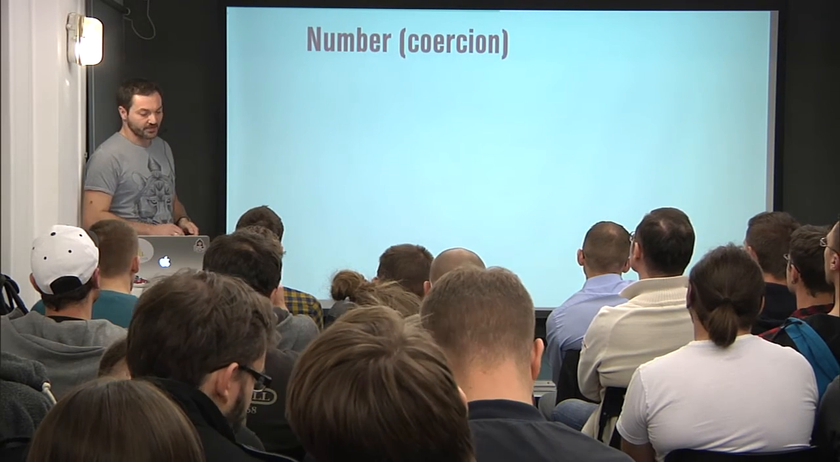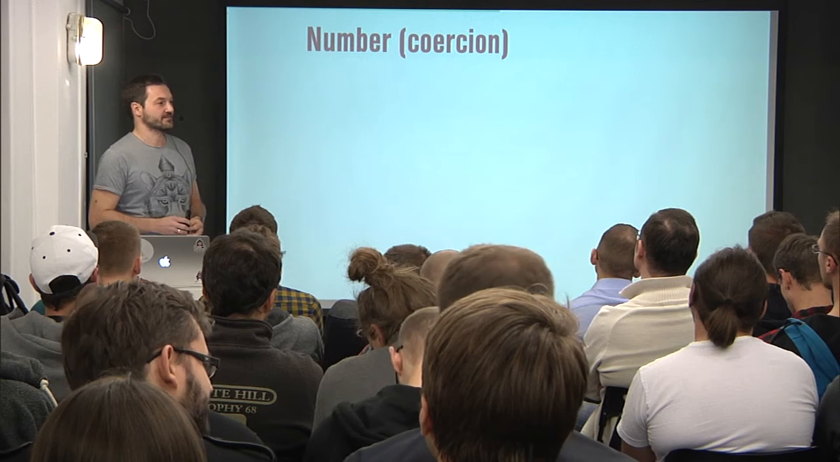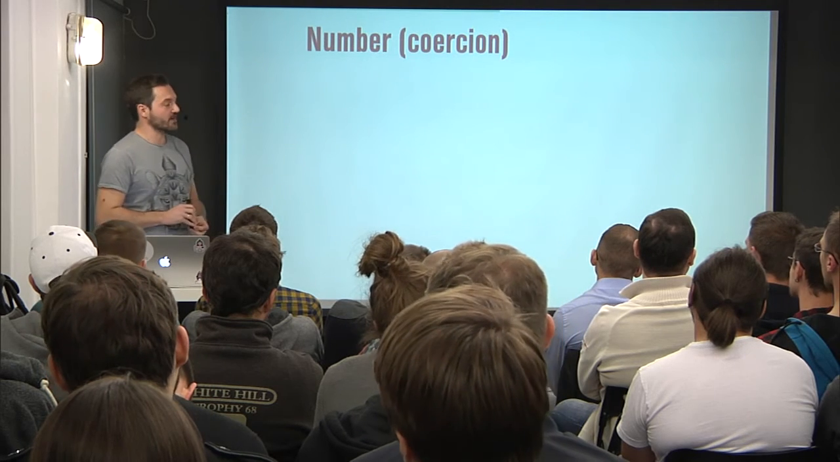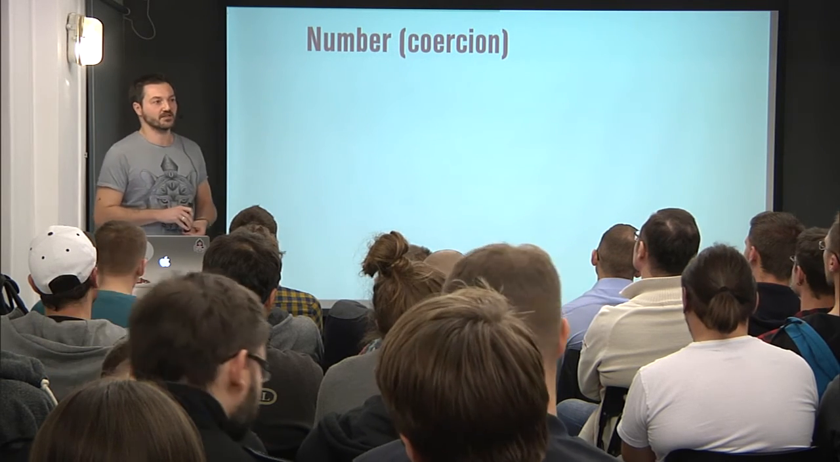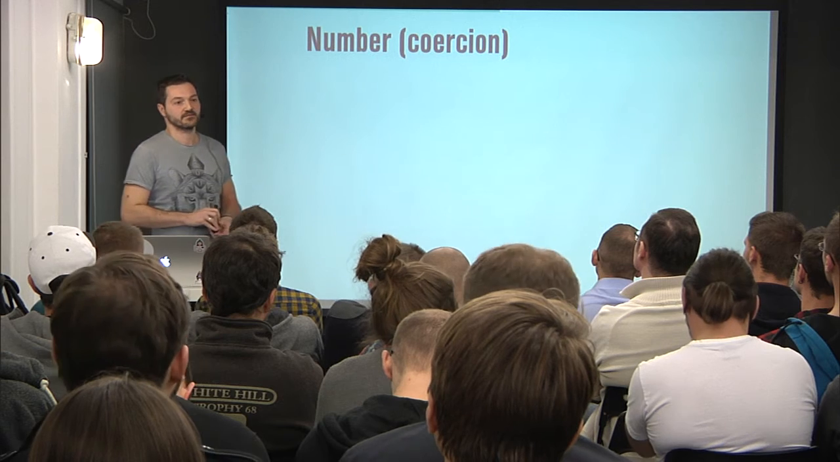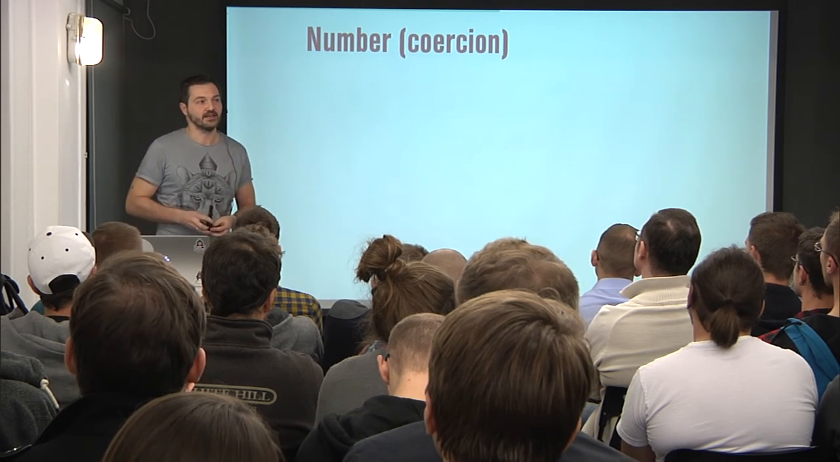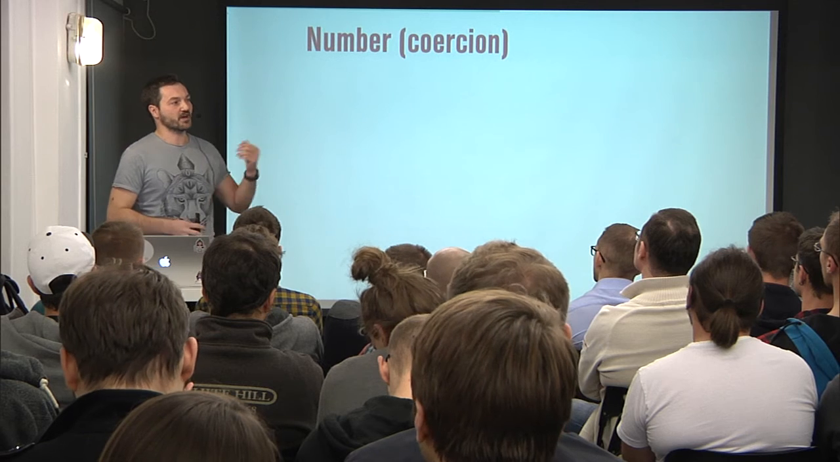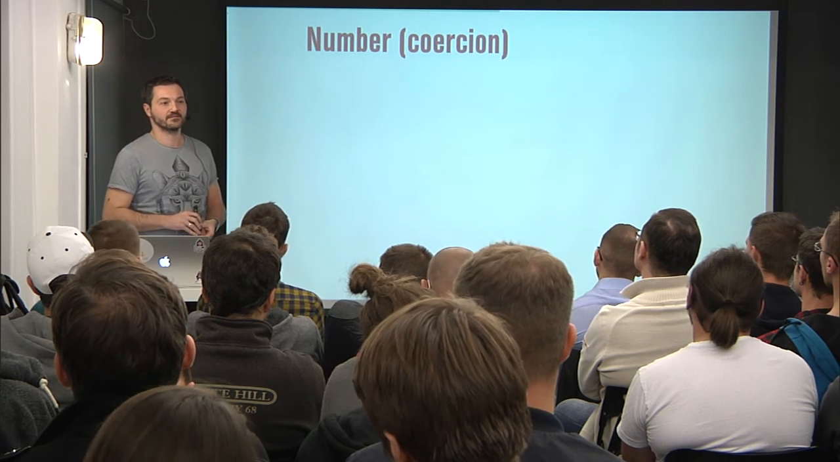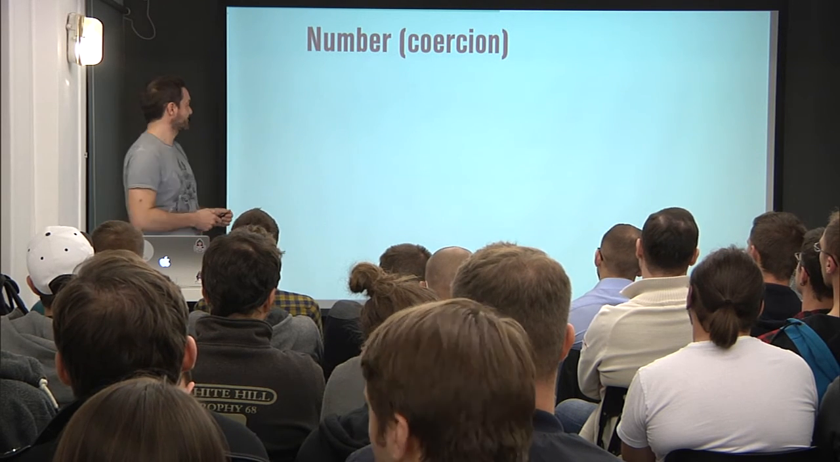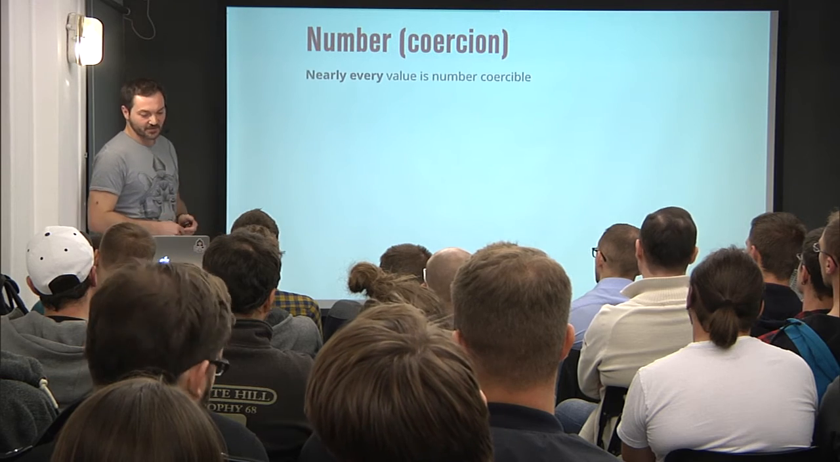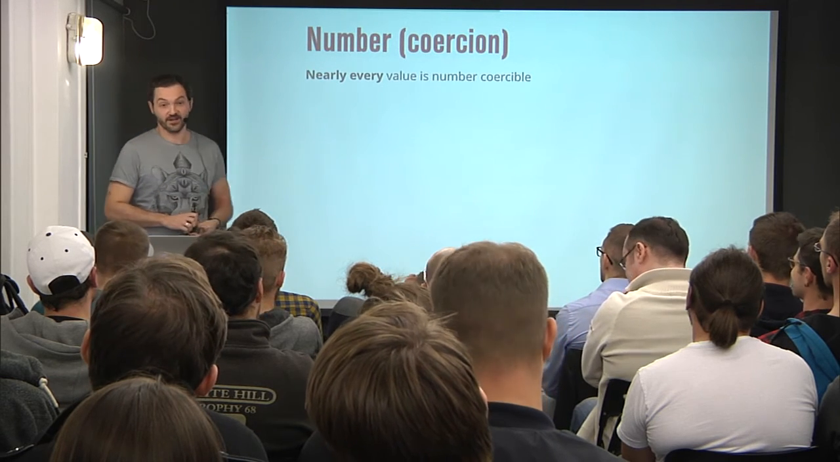Okay, let's go to number coercion. It's the same question: which numbers are coercible, or maybe non-coercible? On which values will the coercion crash? We have some native JavaScript method like Math.max, let's say, and on which values will it crash? It's similar to the string. Nearly every value is number coercible.